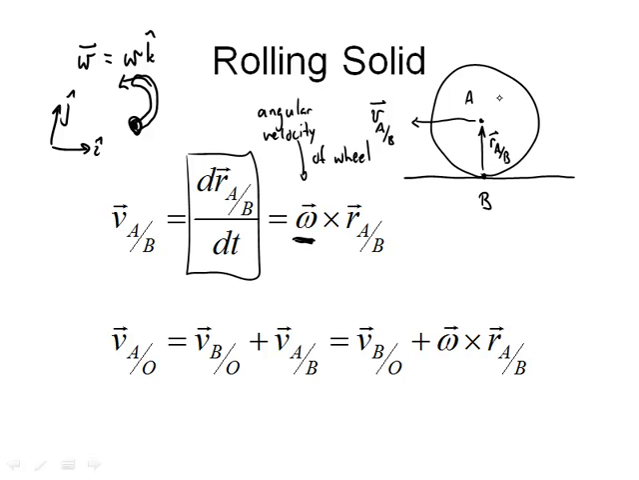And that makes a lot of sense. You've got an object here undergoing this rotation. If you're a point at the bottom of the wheel, or better yet on the ground, you're going to see A move to the left. And so we know that that's going to hold.